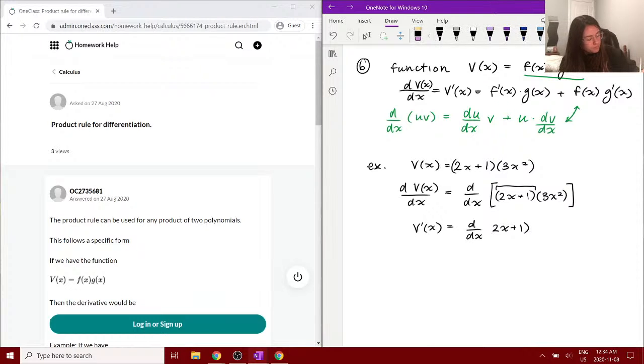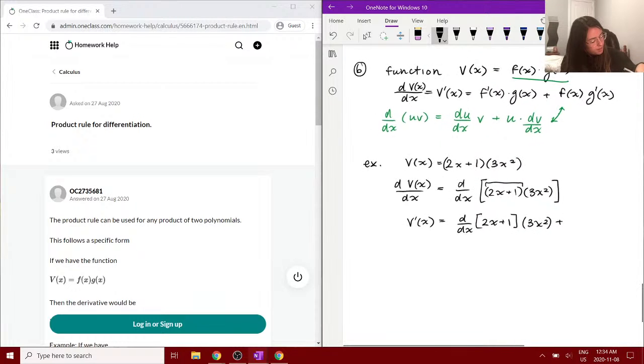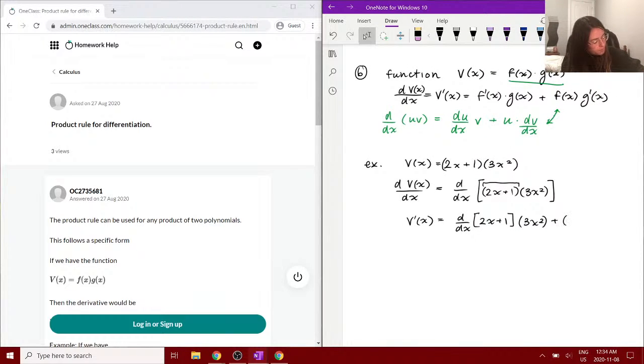I'll put it in square brackets so you can tell that this is what we're taking the derivative of, and then the 3x squared stays the same, and then add that to the 2x plus 1 times the derivative of the second term, which is 3x squared. So I just wanted to rewrite that so that we simulated what we did before up here, right? Just replacing the u and the v with the two terms in this equation here. Hopefully that's clear. And now we are ready to take the derivative.